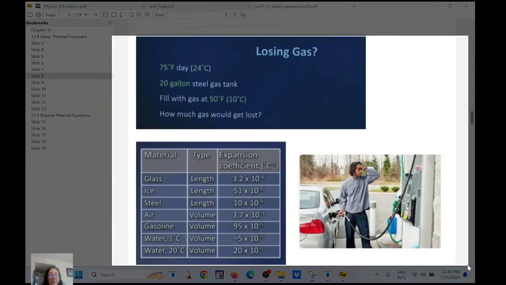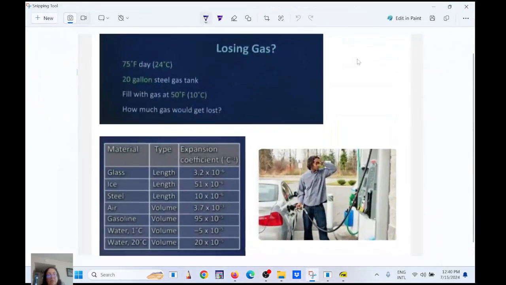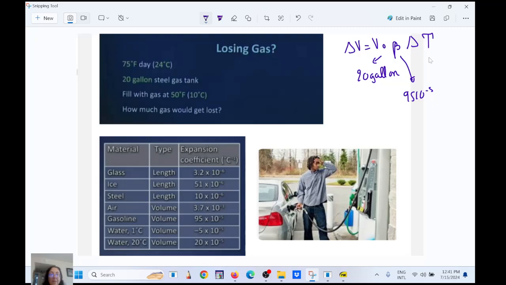So you can use the equation. Delta V equals initial volume times beta times delta T. So you plug in. That's one way. So that will be 20 gallons, and beta will be 95 times 10 to the negative 5. The increase in temperature will be 24 minus 10.